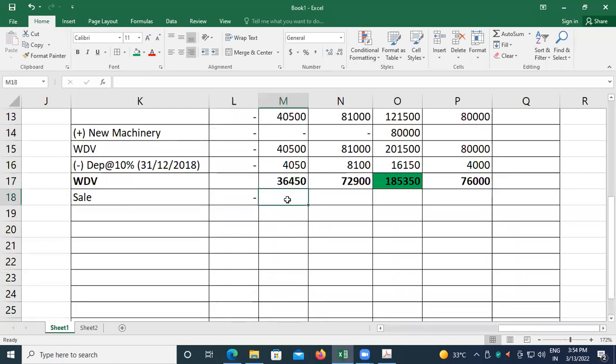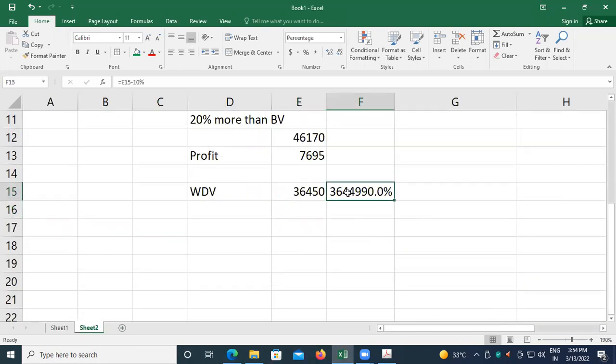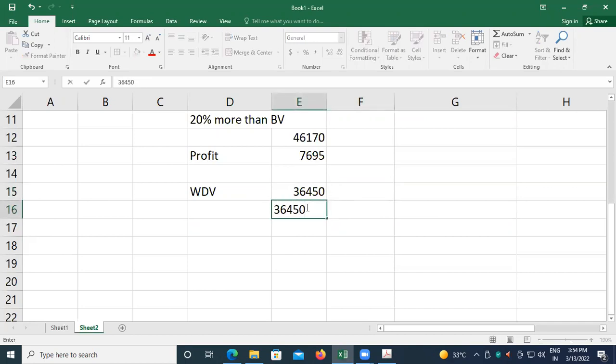Now, 36,450 is the total asset value. So it means what? If you calculate the value of the asset over here, 36,450 is the value. On that, when we calculated 10%, we got 3645, 10% less than its book value. So it means what?